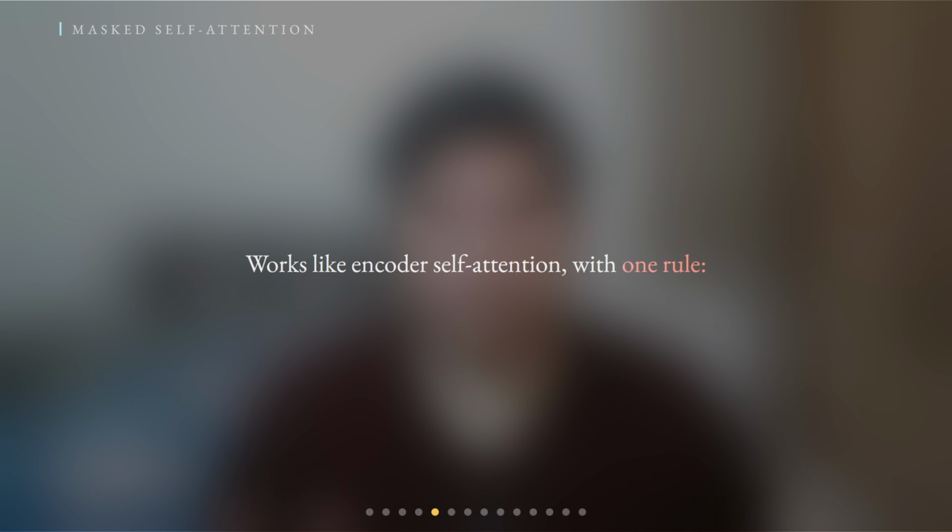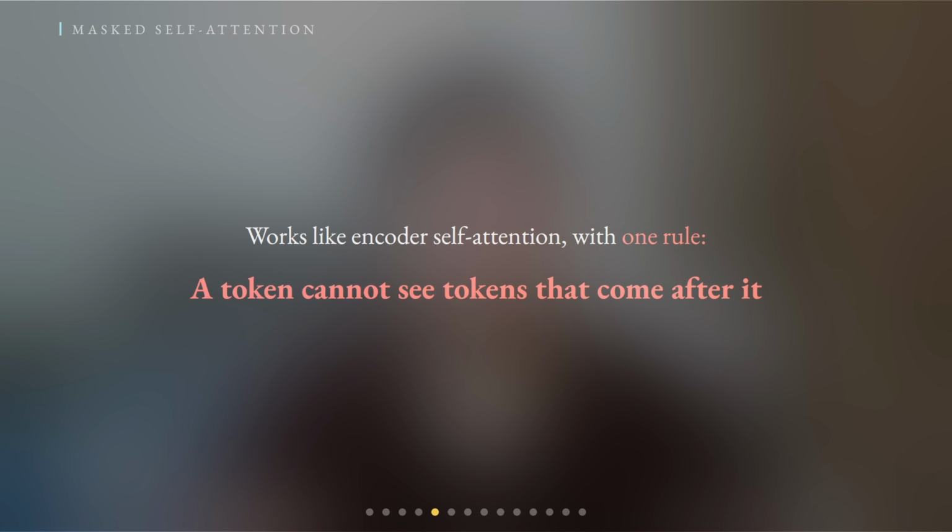That would be cheating, right? This is the fundamental rule. When a token computes its attention score, it can only attend to tokens at earlier positions. It cannot look ahead. And this makes perfect sense for generation. When the decoder is producing the third word, only the first and second words exist. The fourth word has not been generated yet. Looking at it during training would be giving the model the answer.